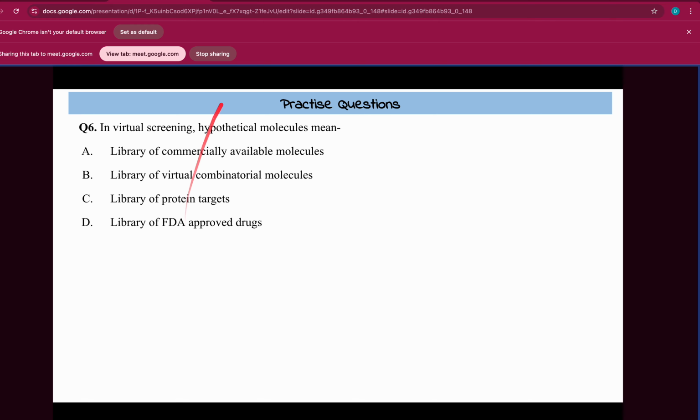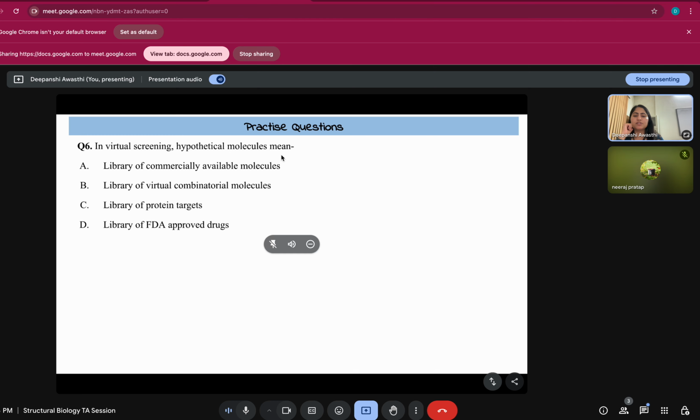Now the next question is, in virtual screening, hypothetical molecules mean option A library of commercially available molecules, option B library of virtual combinatorial molecules, option C library of protein targets, and option D is library of FDA approved drugs. So what could be a hypothetical molecule?